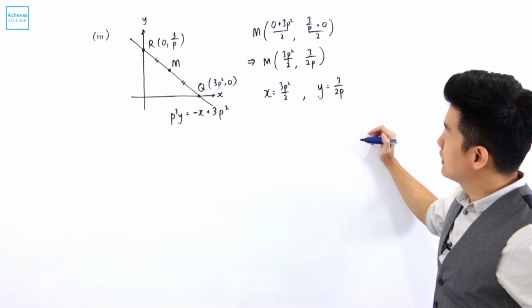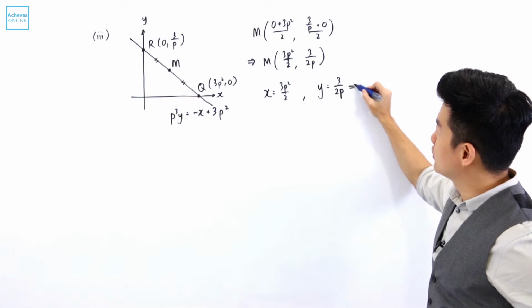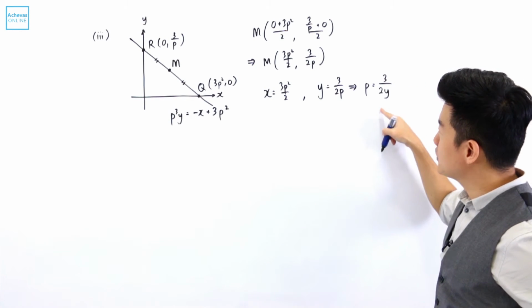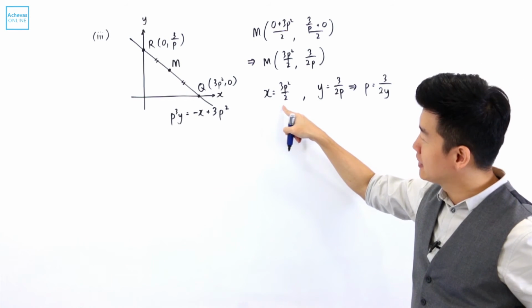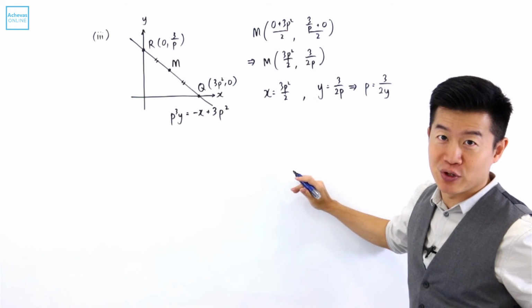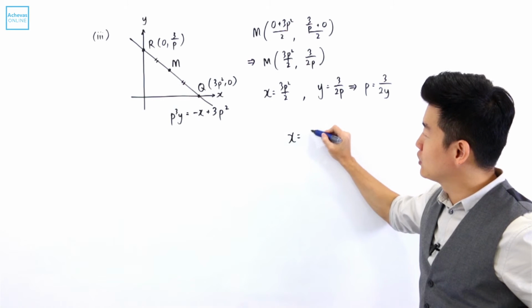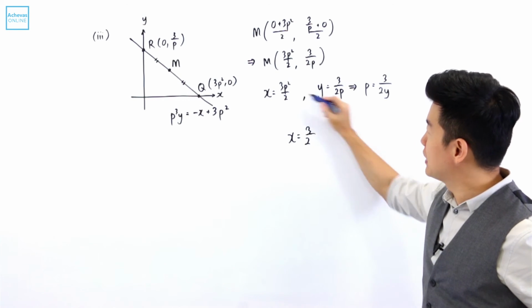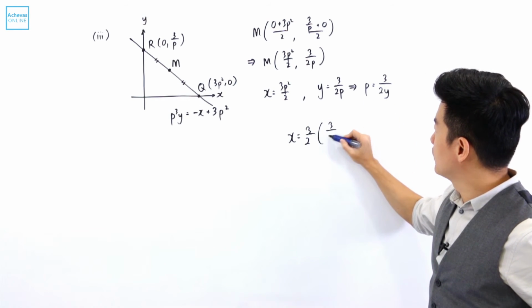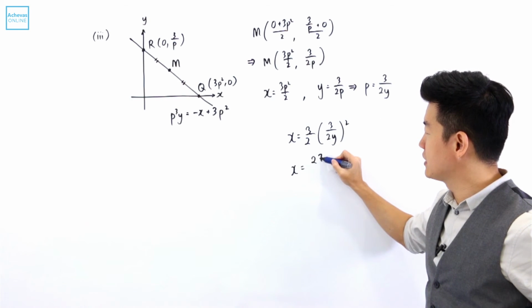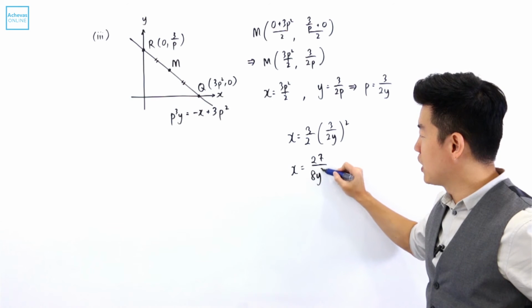So for this, I'm going to make p the subject. So p is equal to 3 over 2y, and I'm going to substitute this back into x here. That is how we form a Cartesian equation from a pair of parametric equations, isn't it? So x is equal to 3 over 2 times p squared, which is 3 over 2y squared. So x is equal to 27 over 8y squared.